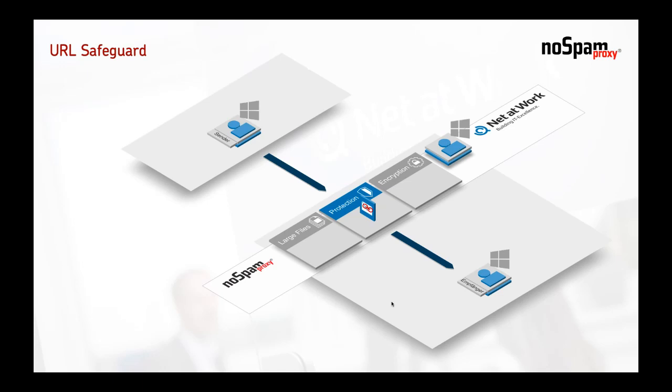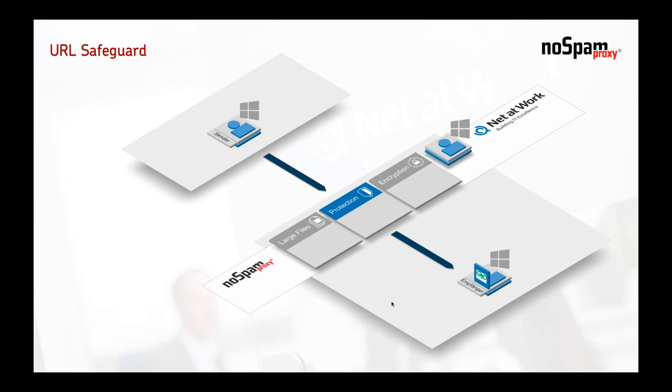Maybe we want to rewrite the link. That means the URL is changed with another URL. So the recipient here is getting the email. He clicks on the rewritten URL, and first of all, NoSpamProxy will see the request. We can check the URL again, and maybe 5 minutes later, after the recipient has opened the mail and clicked on the link, we have another category for this kind of URL, or we know now that it is a virus or phishing mail.